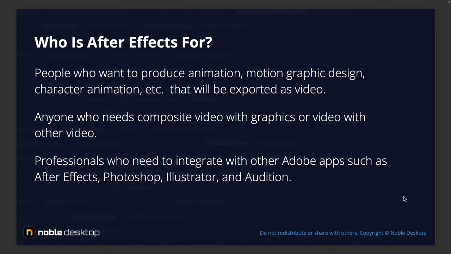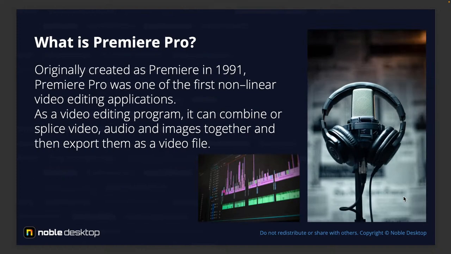Okay. You need to make graphics follow someone around like the buzzing bees. That's compositing. But it's also a motion graphics program. It's an animation program. It animates and moves things. Okay. It's cool. So one of the things to keep in mind is that it works really well with other Adobe software. So, but what's Premiere Pro?